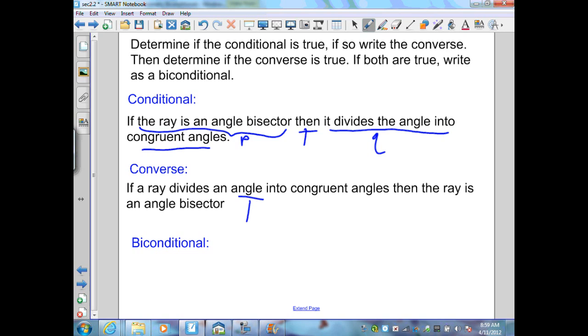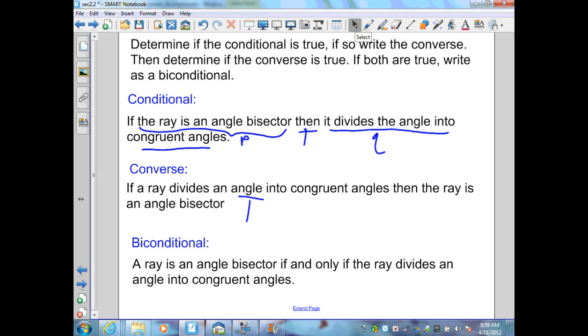Since this occurred, we can now write a biconditional. In other words, P if and only if Q. And when we do that, a ray is an angle bisector if and only if the ray divides an angle into congruent angles. Again, when we write biconditionals, converses, or conditionals themselves, we may have to add words or delete words to make the sentence make sense for all readers.